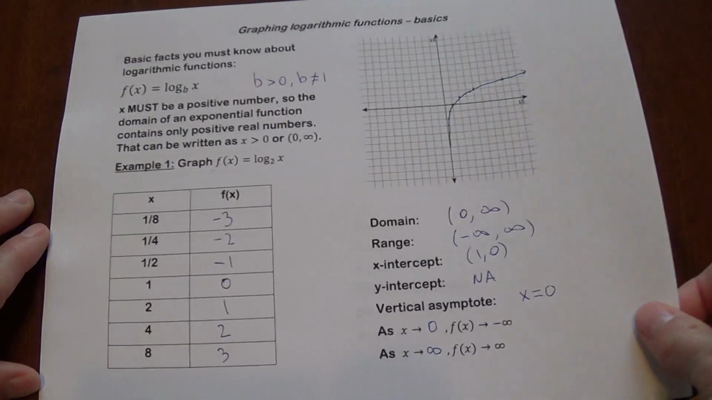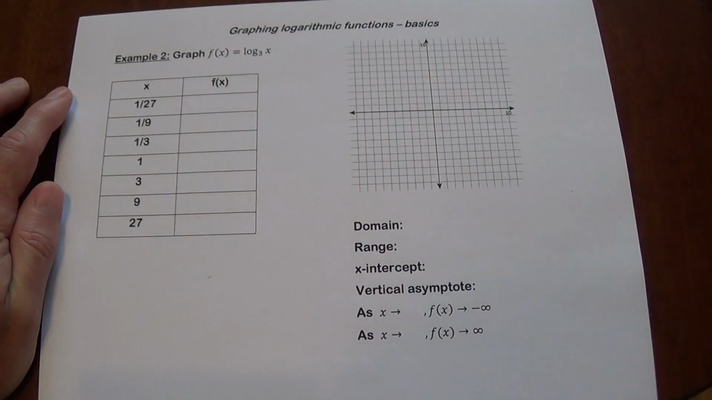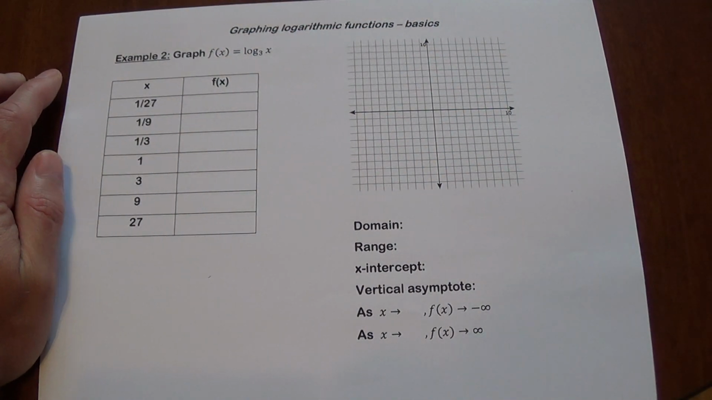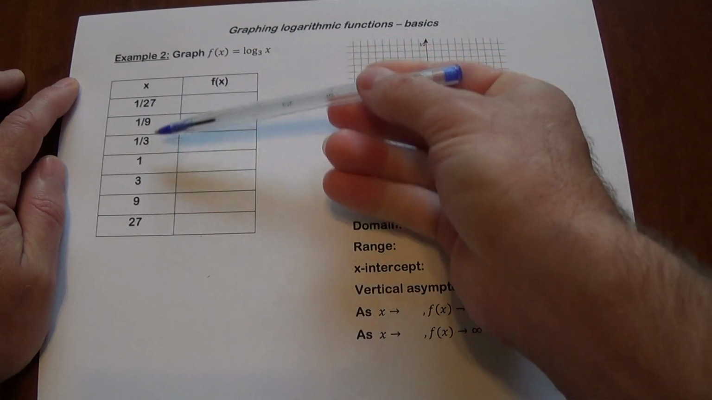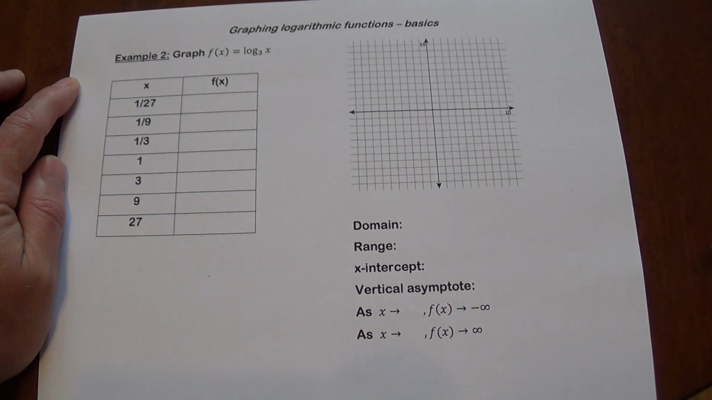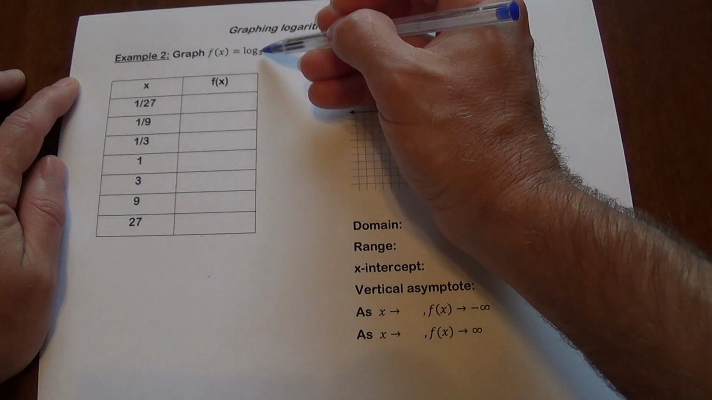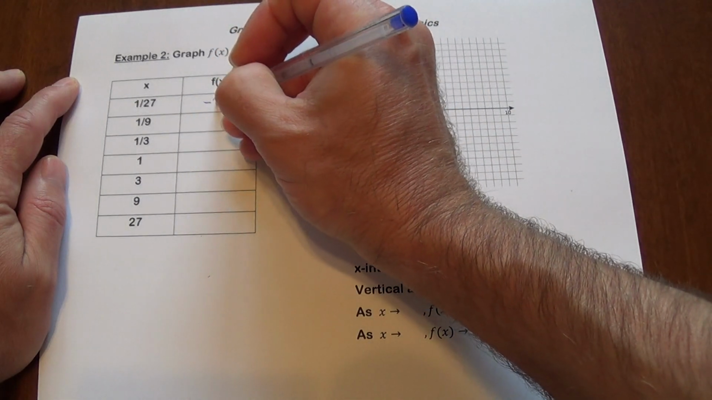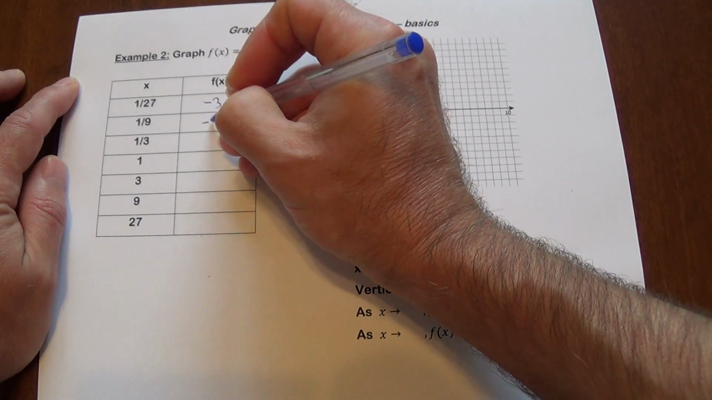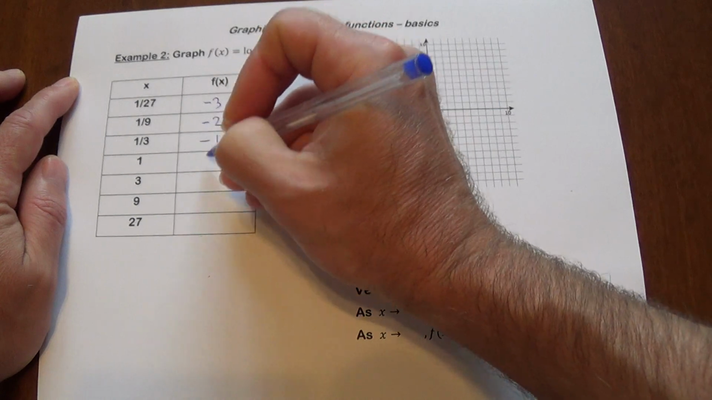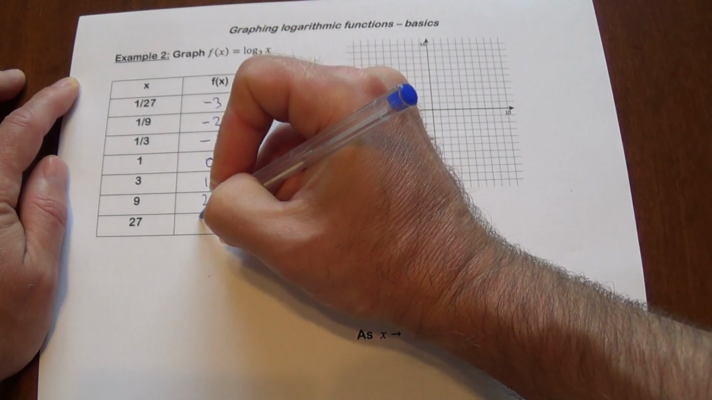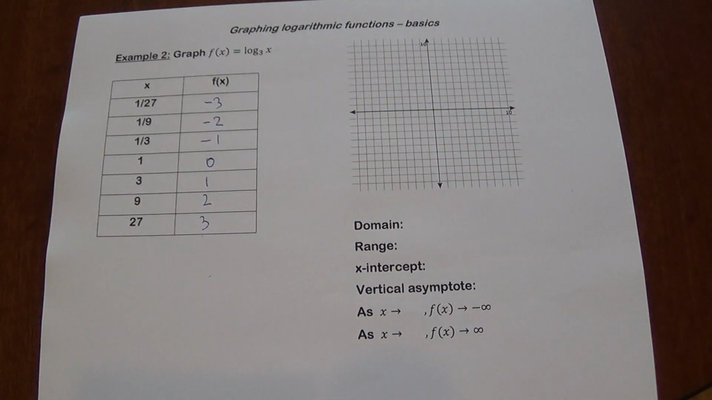Next example. So now I have log base 3 of x. Again, I picked numbers that are powers of 3 to make things easier to do. Log base 3 of 1/27 will be negative 3. 1/9 will be negative 2, then negative 1, 0, 1, 2, and 3. You can easily calculate that because these are all powers of 3.